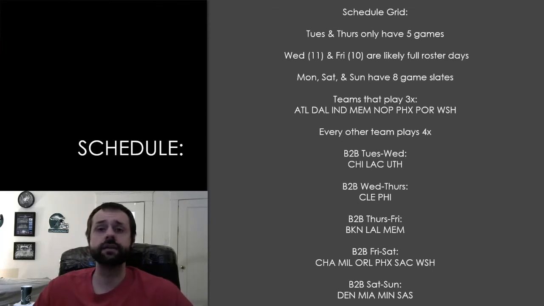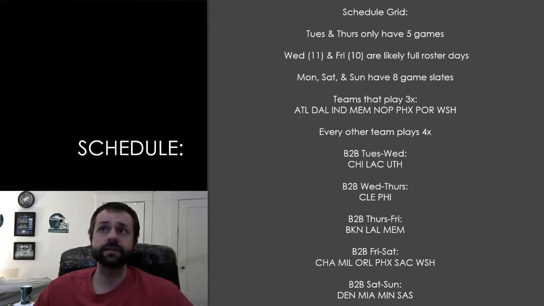Alright, so Monday, Saturday, and Sunday all have 8-game slates, so you may be full, and if you're not full, you're probably going to be close to full, but you should still be able to use a streamer on any of those days as well. The teams that play 3 times this week consist of Atlanta, Dallas, Indiana, Memphis, New Orleans, Phoenix, Portland, and Washington. Every other team plays 4 times this week.